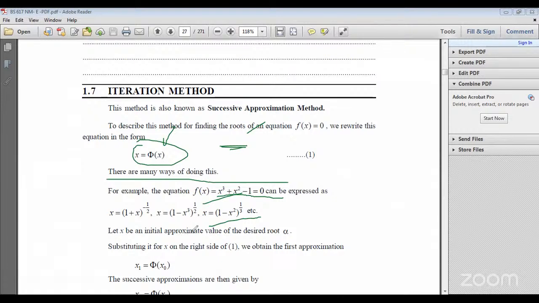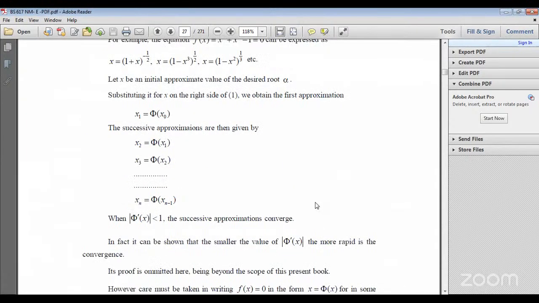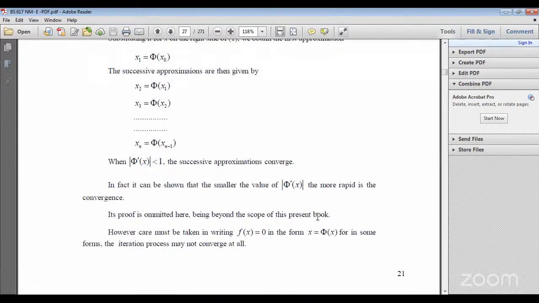Substituting for the x on the right side, we can obtain x1 = φ(x0). The successive approximations are x1 = φ(x0), x2 = φ(x1), x3 = φ(x2), x4 = φ(x3), x5 = φ(x4). So xn = φ(xn minus 1). If we take modulus of φ dash x less than 1, the successive approximation is convergent. In fact, it can be shown that the smaller the value, the more rapid is the convergence. The proof is omitted here, being beyond the scope of this presentation.